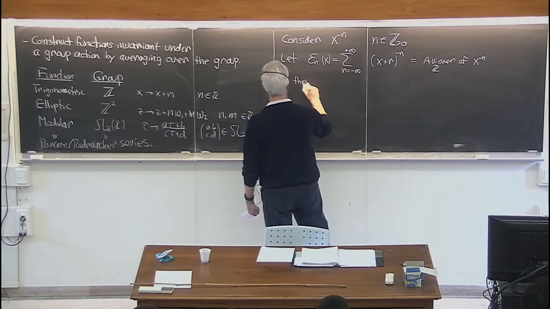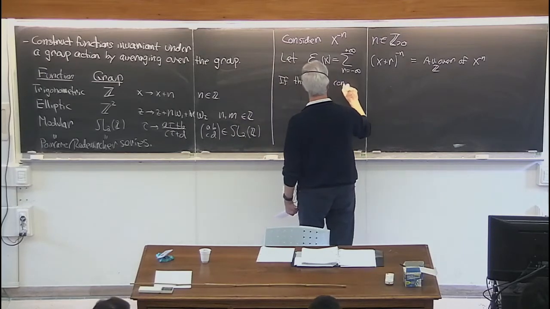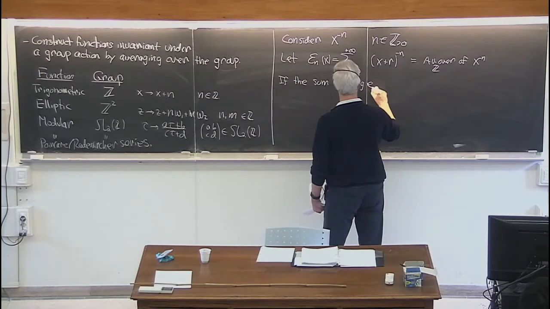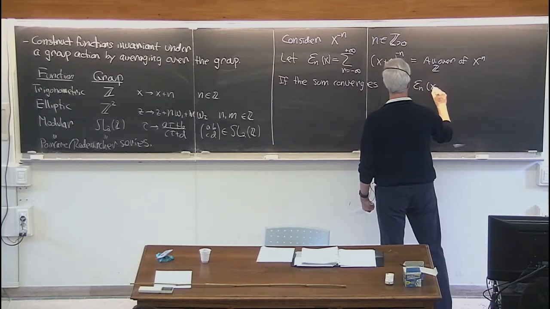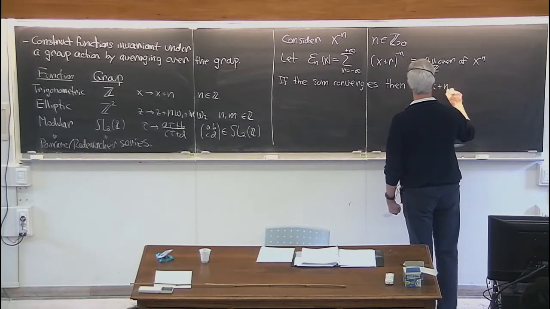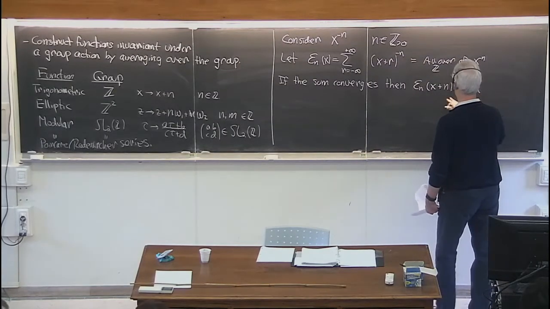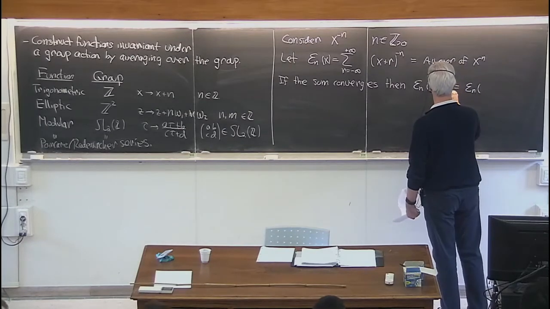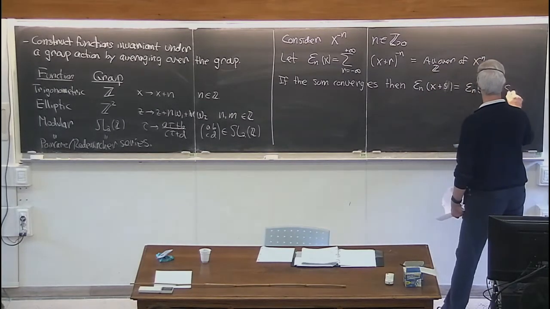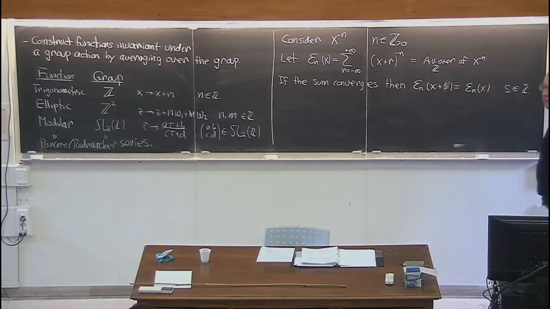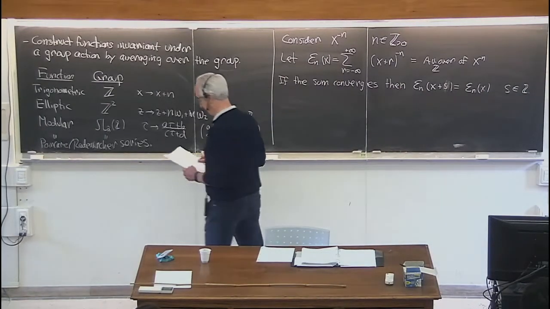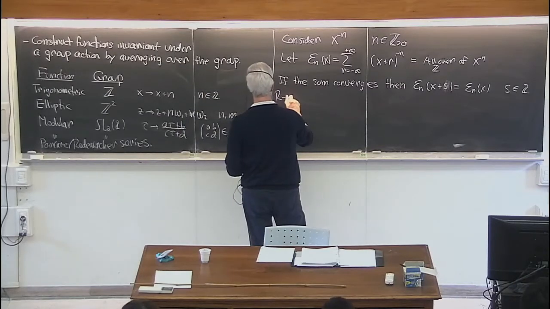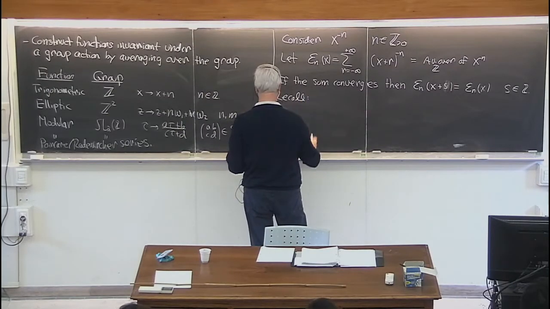Now, clearly, if this sum converges and defines a sensible function, then this function, sorry, I should use some other letter here, is invariant under shifts by integers, that it's a periodic function with period 1. So the only question is whether this sum converges or not. So let me just recall a few basic facts about convergence of sums.